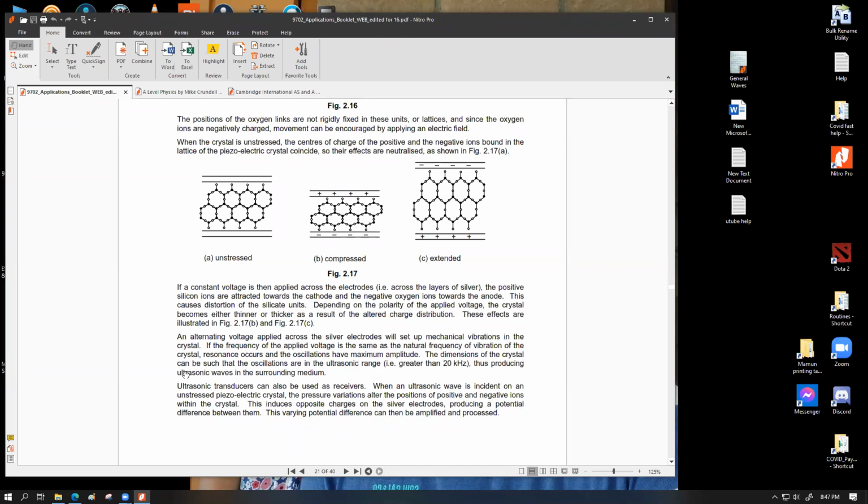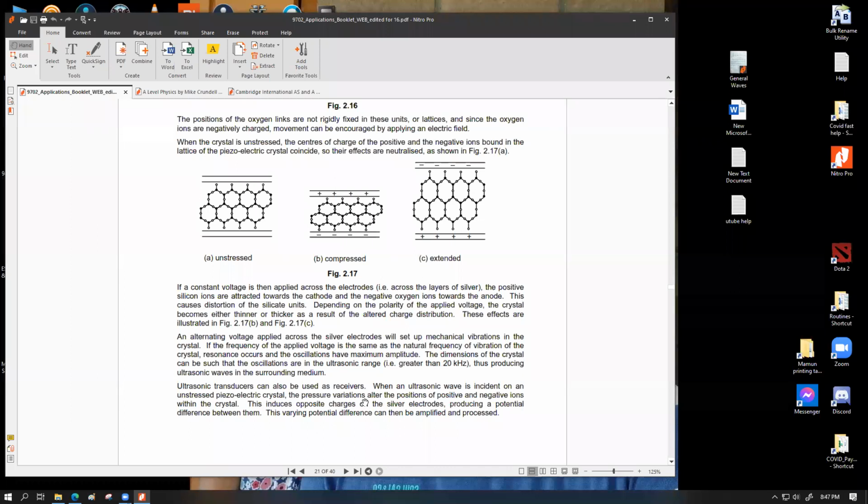The dimensions of the crystal can be such that the oscillations are in the ultrasonic range. So if we apply a varying voltage, AC electricity, which has a frequency higher than 20,000 hertz, the upper threshold of our audible range as human beings, then that can be an ultrasound. The dimensions of the crystal can be such that the oscillations are greater than 20 kilohertz, thus producing ultrasonic waves in the surrounding medium. Ultrasonic transducers can also be used as receivers.